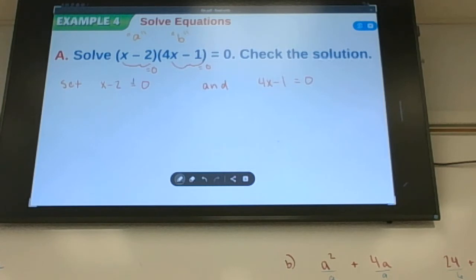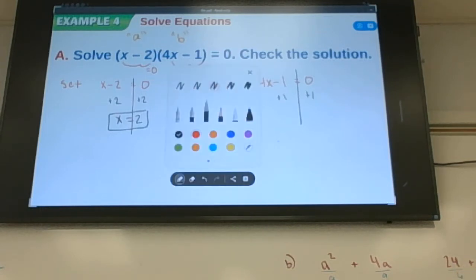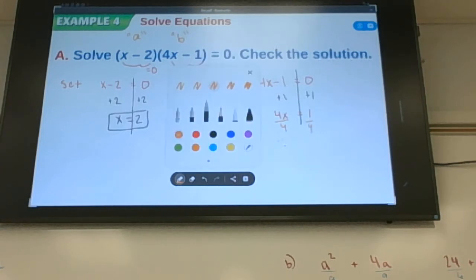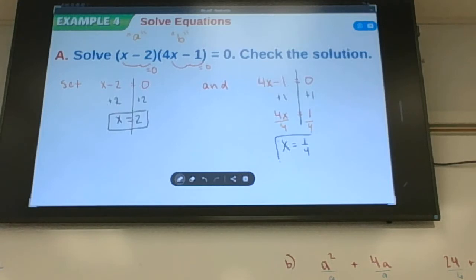We're just going to put a line here and just solve for x. Here I have a plus 2, and I see x is 2. And then how do I solve this one? Add 1. 4x equals 1. Divide by 4, and keep it in fraction form. X is 1/4.